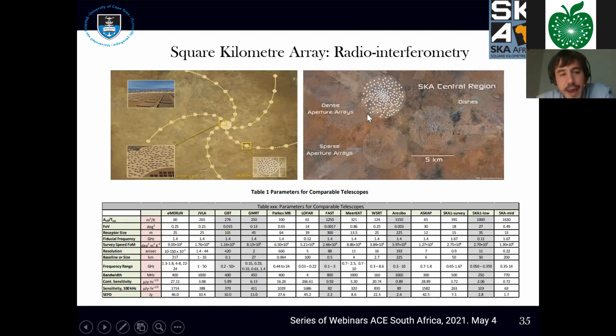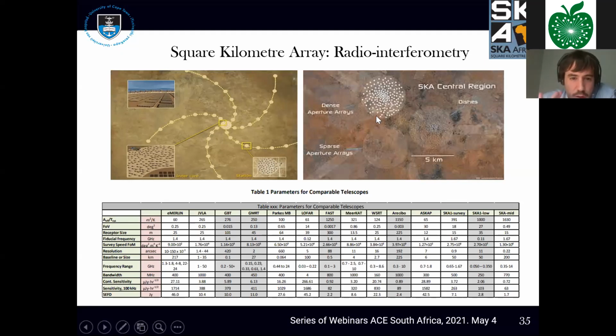So if the baseline is larger, then the resolution of your telescope is going to be higher, okay? In this case, we also have one of the possible dispositions for the SKA, with the stations forming a spiral, basically to take advantage of the rotation of the Earth when they collect data.